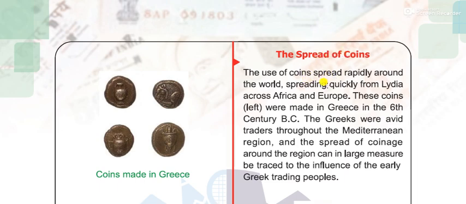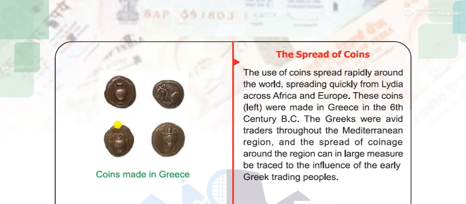Okay, the first coins. This was the spread of the coins. The use of coins rapidly around the world, spreading quickly from Lydia across Africa and Europe. The coins which you are seeing here were made in Greece in the 6th century BC.